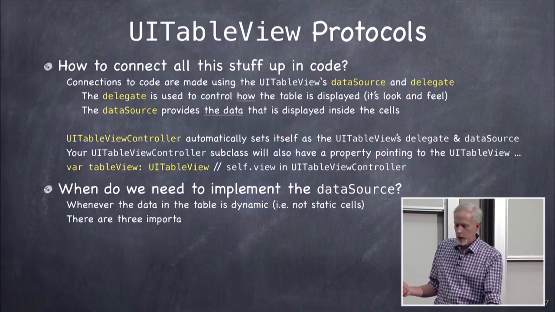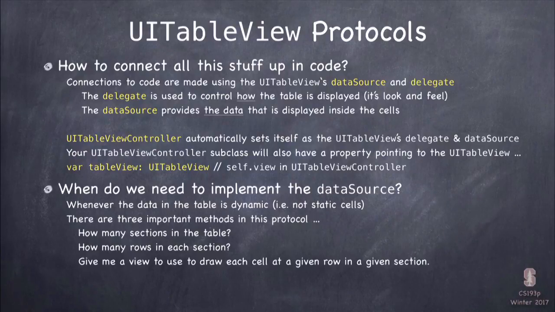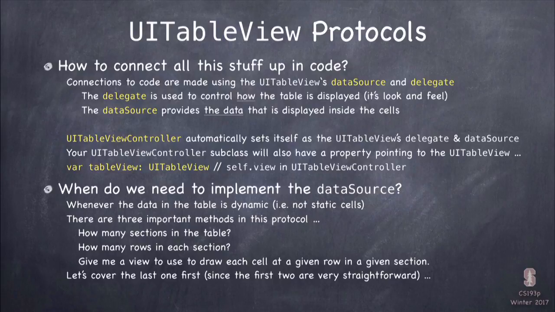Anytime we have dynamic, non-static data. There are three really important methods in this protocol. One is how many sections are in my table. Could be one section if the whole thing is just a bunch of rows. How many sections, and then how many rows are in each section. You're going to be asked one by one, how many rows in this section, how many rows in this section, how many in this section. So it knows how many rows are in every section. And then most importantly, give me one of those UITableViewCells to draw this row.